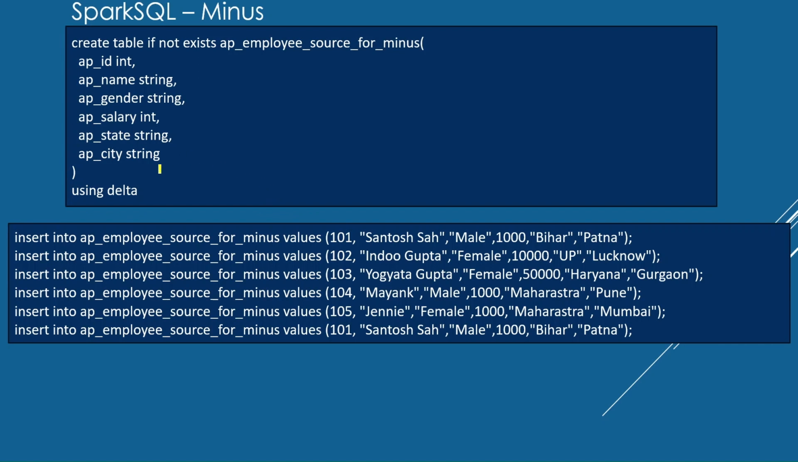In the exercise which I am going to do, I am creating this table, AP employee source for minus. It has these 5 attributes, and the type of the table is Delta. With the help of an insert statement I am inserting 6 records into it. So let's first create this table in Databricks.